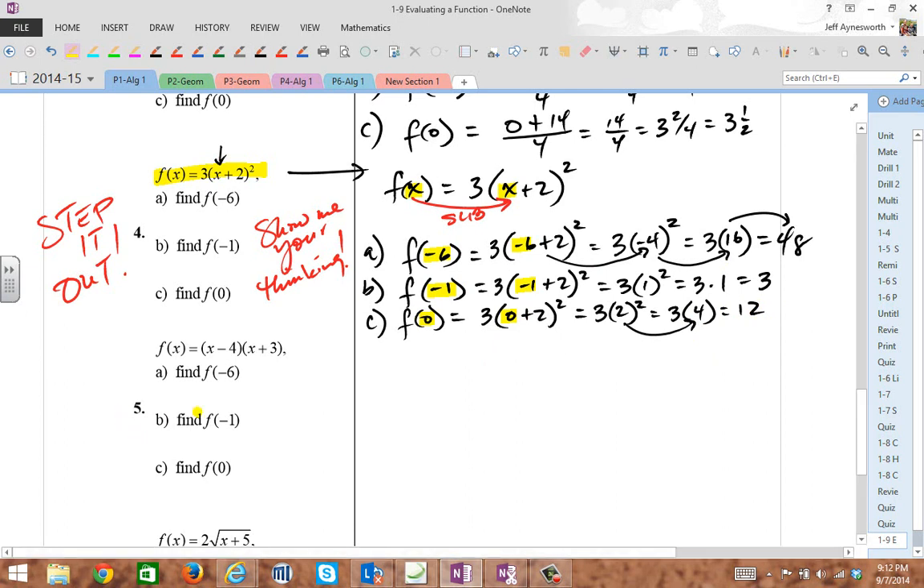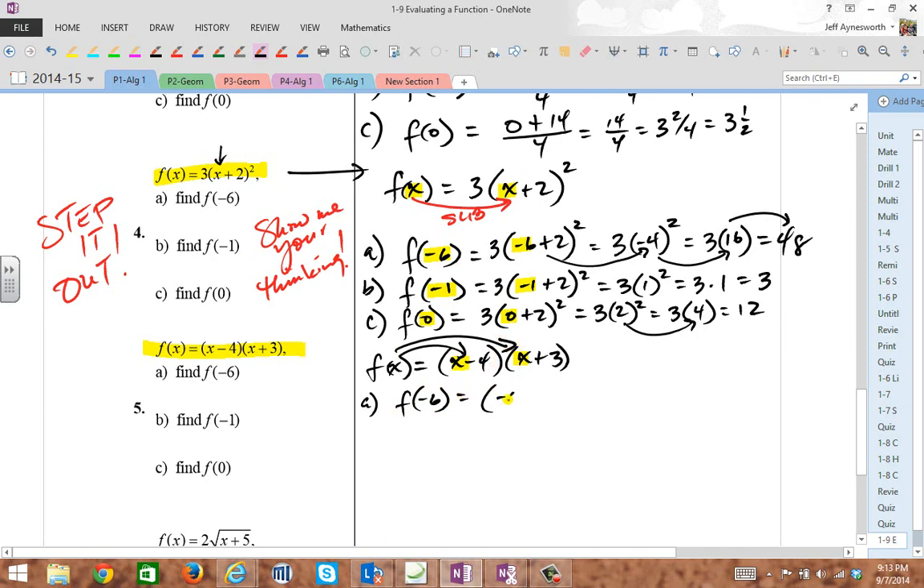All right, now let's take a look at the next example here. On this one, we've got f of x, everybody say f of x, is equal to x minus 4 times the quantity x plus 3. Now on this one, we've got to substitute in 2 locations, here and here. All right, let me lead you on this first one. So we've got f of -6 again. I have to substitute here and here, twice.